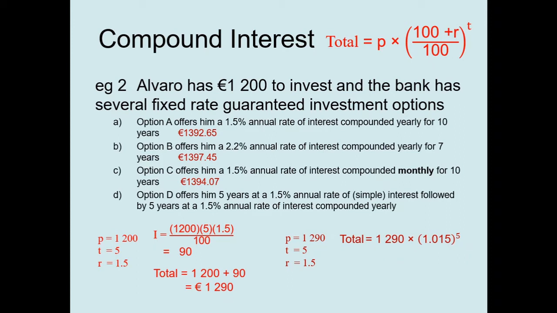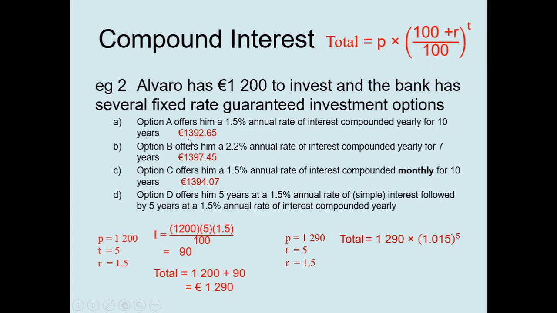So just having a closer look at our answers now. Option B clearly gave us the highest final amount at maturity, $1,397.45. And that seems to make sense because it had the highest percent of interest. However, we only need to invest our money for 7 years this way, as opposed to 10 in all the other cases. So that makes a big difference. Also interesting was in option A and option C, we've got the same rate of interest and the same amount of time, but look at the difference that it made compounding monthly compared with compounding yearly.